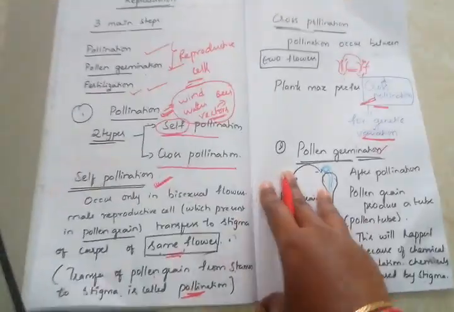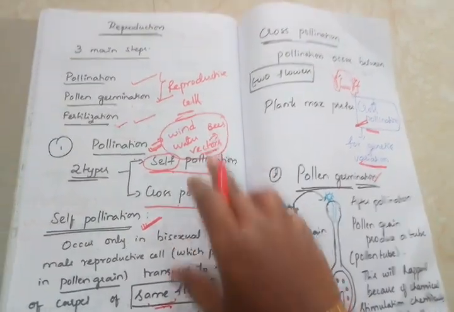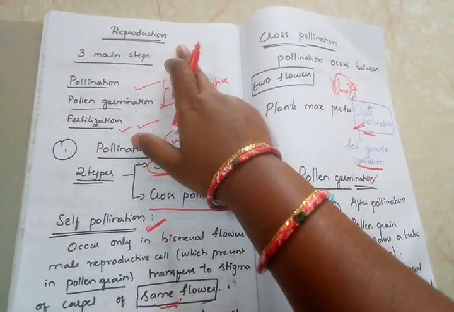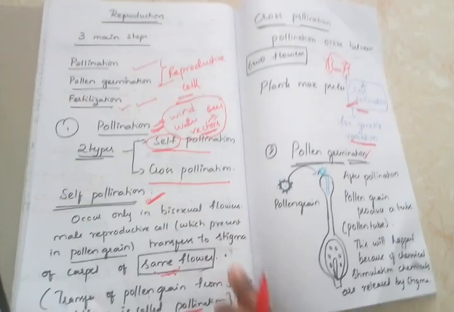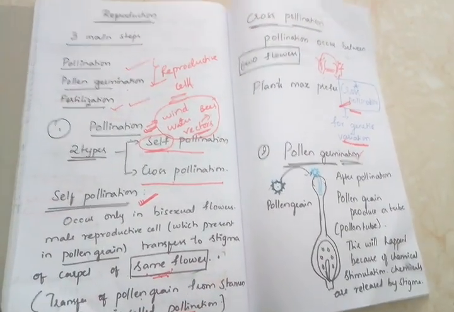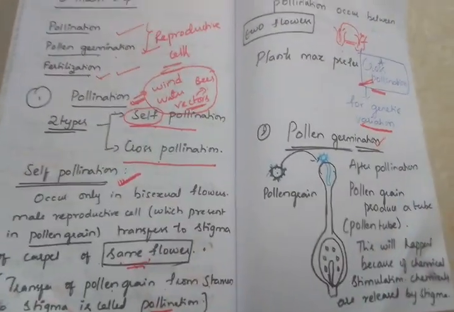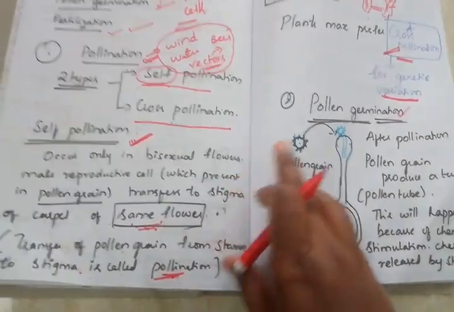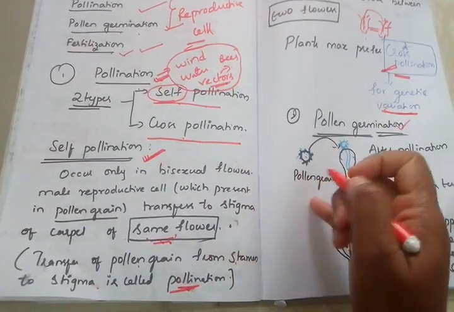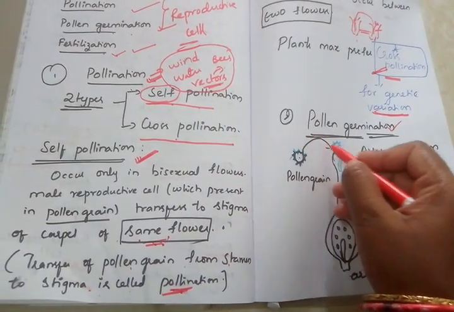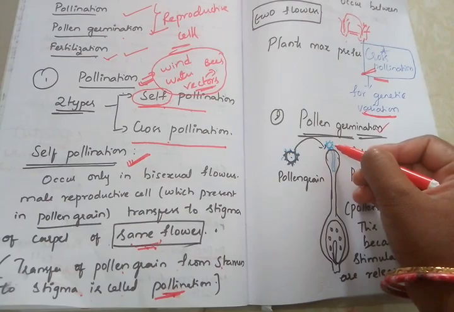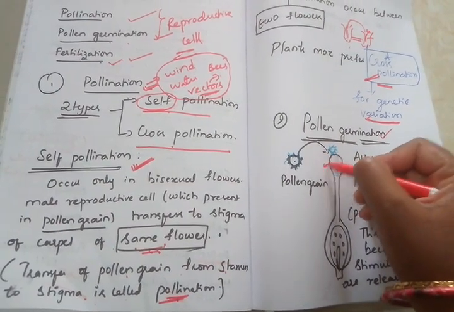So this is about pollination, the first step in the reproduction process. Transfer of pollen grain from stamen to stigma is pollination. This is the first step. Next, the second step is pollen germination. What do we mean by pollen germination? After the transfer, the pollen grain is there above the stigma. This is the stigma.